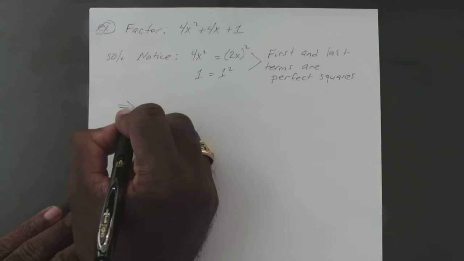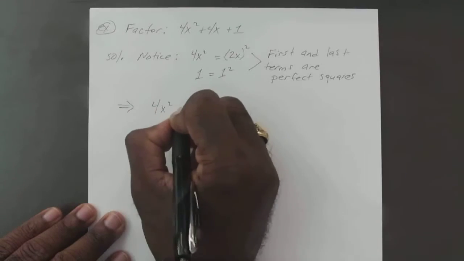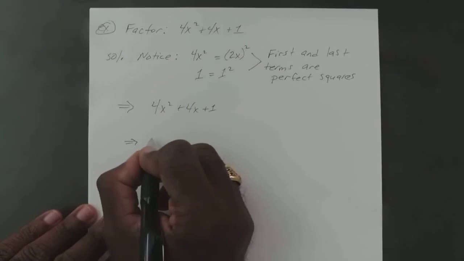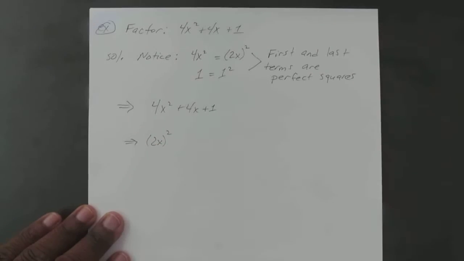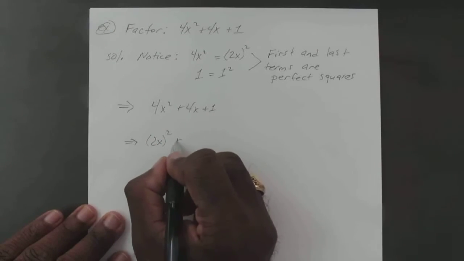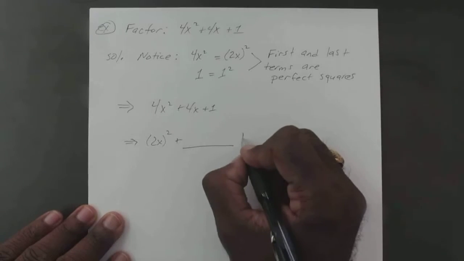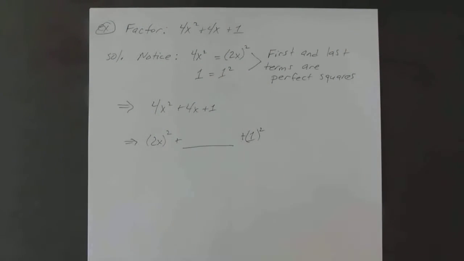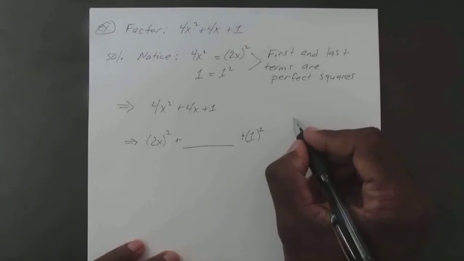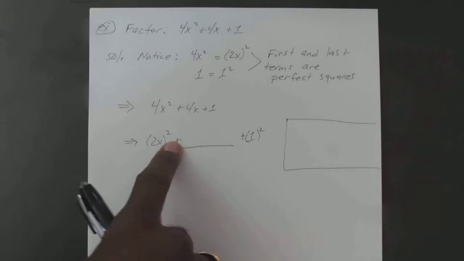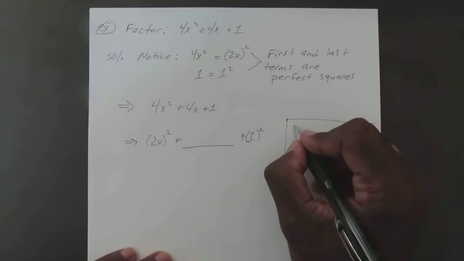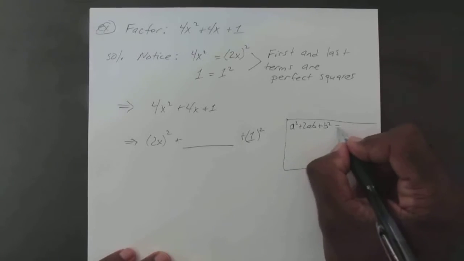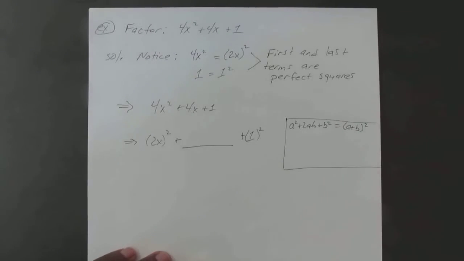Okay, so we know just from that our 4x squared plus 4x plus 1 can be rewritten as 2x squared, leave that middle one blank for now, plus 1 squared. You can use the parentheses if you want to, you don't have to. Okay, and we're trying to match it up. Remember, since that's plus, we want to match it up with a squared plus 2ab plus b squared equals a plus b squared.